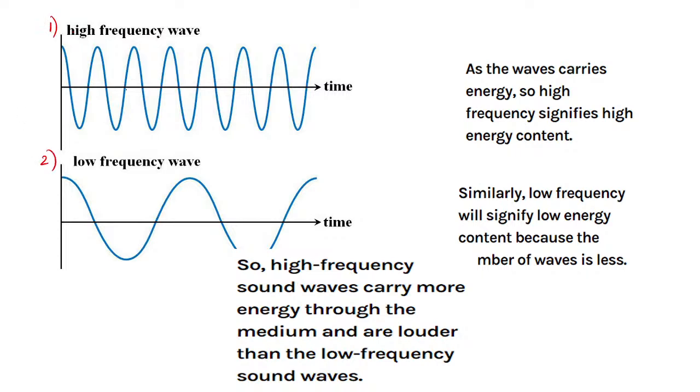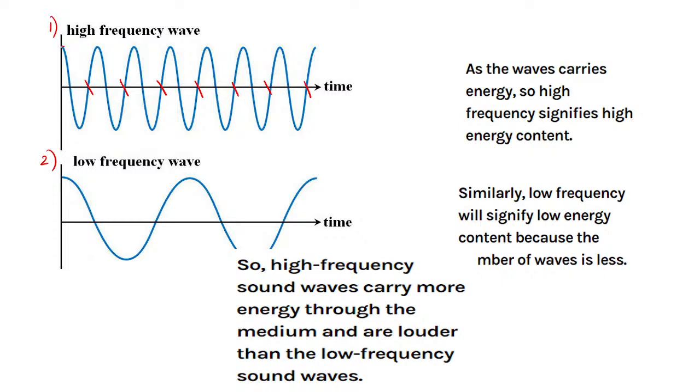Okay, in high frequency the number of crests is more. Can you count how many crests there are? You can also count one crest and one trough together. In this case it will be 1, 2, 3, 4, 5, 6, 7 and a half. If you join this half, it will be 8.